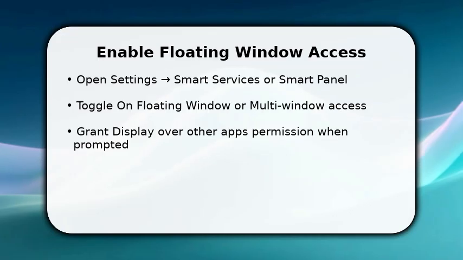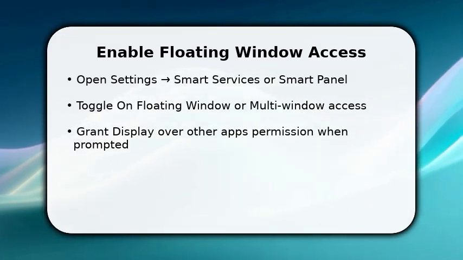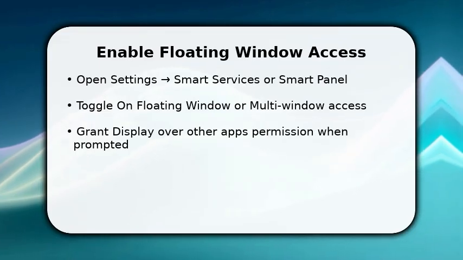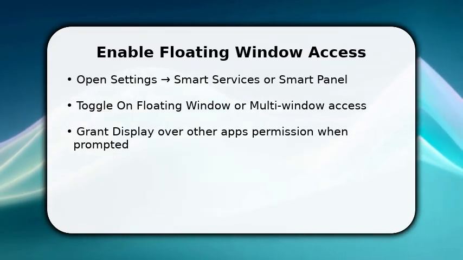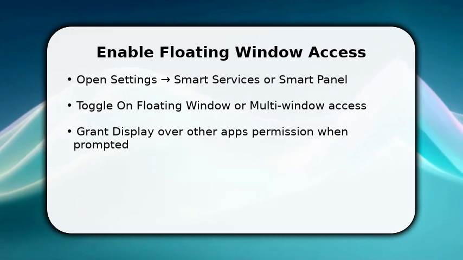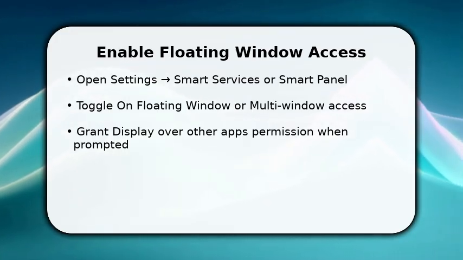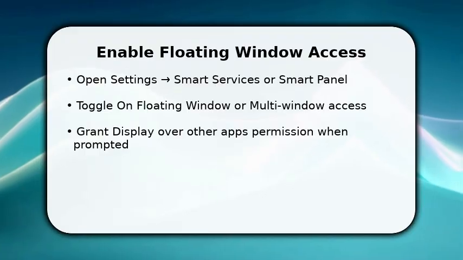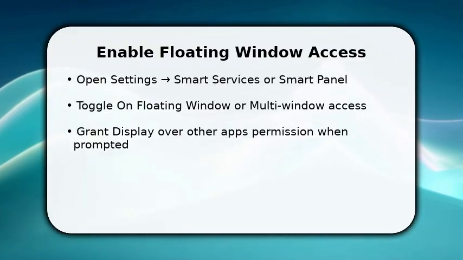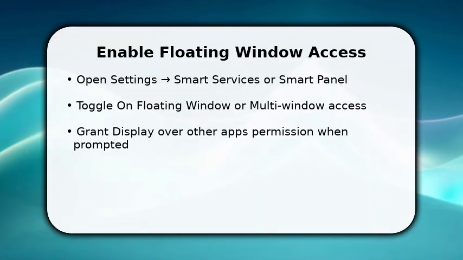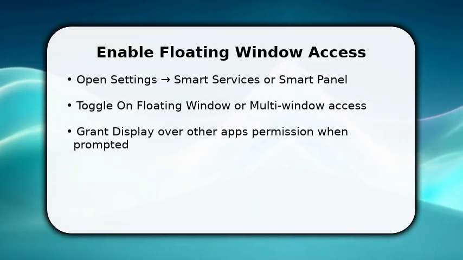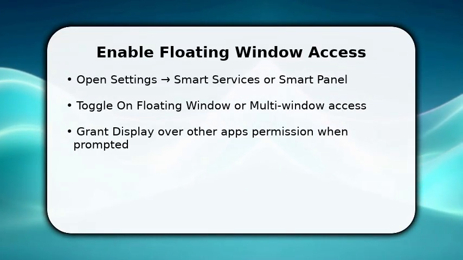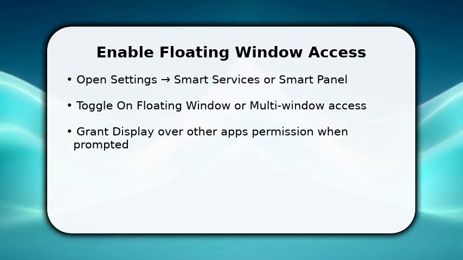You begin by turning the feature on in Settings. Open Settings, go to Smart Services or Smart Panel, and toggle Floating Window or Multi-Window. Once done, make sure you grant the app permission to display over other apps when the system prompt appears. This step lets windows float above other screens. You're not changing anything else, just enabling capability and permission so apps can later open as movable mini windows.